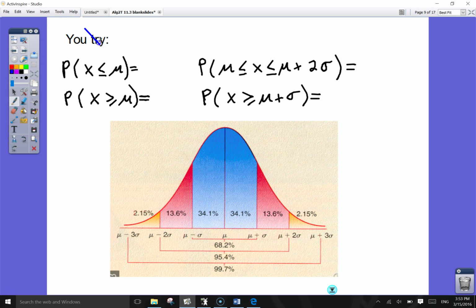I said you try in this, but we actually did these together in class. The probability of X being less than the mean, here's the mean, meaning what percent of the data is to the left of the middle? 50%, 0.5. And what percent is greater than the mean? 50%.